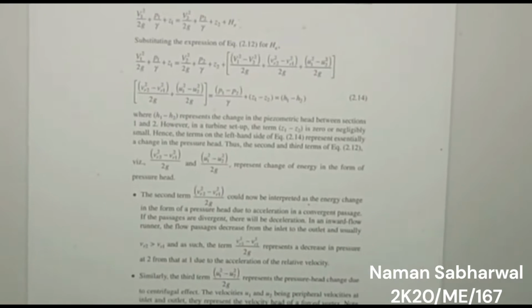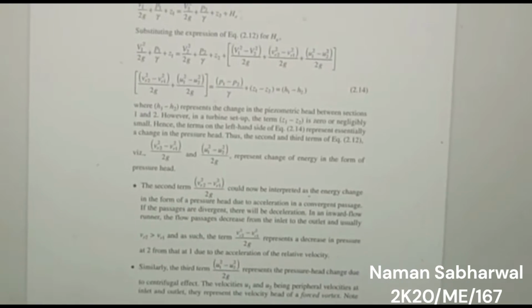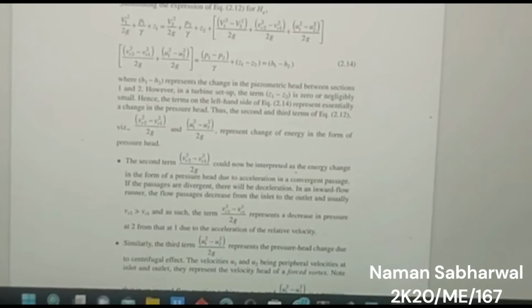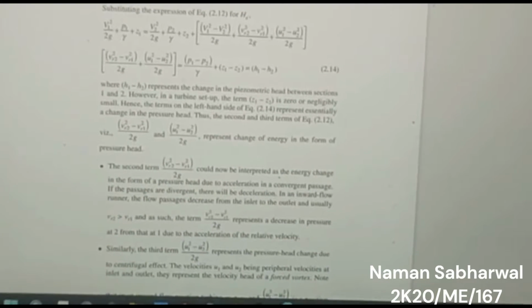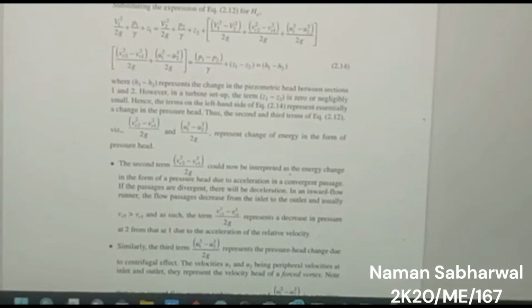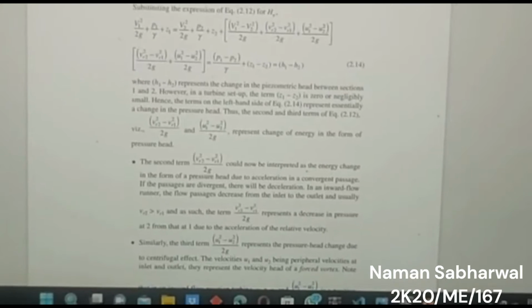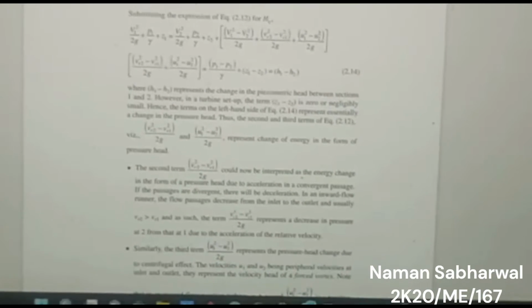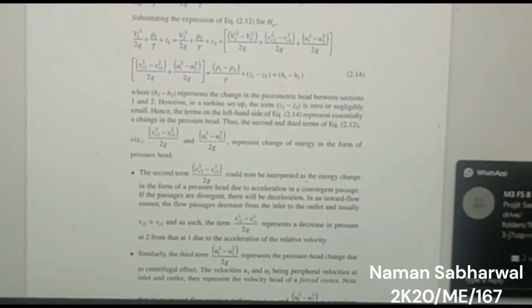We know now H1 minus H2 represents a change in piezometric head between sections 1 and 2. Now in a turbine setup, the term Z1 minus Z2 is 0 or negligibly small. Hence the terms on the left side of equation 2.14 represent essentially a change in the pressure head. Thus the second and third terms of 2.12, VR2 square minus VR1 square divided by 2G, and U1 square minus U2 square divided by 2G, represent change of energy in the form of pressure head.